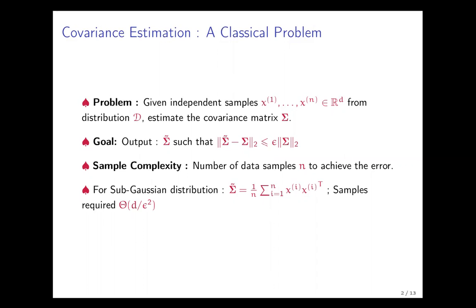One of the metrics of these algorithms is the sample complexity, which is the number of data samples the algorithm needs access to achieve epsilon error. It is folklore, and very well known in the case of sub-Gaussian distributions. Given n data points, if you take the outer product of each data vector and take an average, it is a very good estimate, which is epsilon away from the actual covariance matrix in the spectral norm, and the number of samples needed for this estimation is theta of d over epsilon square.